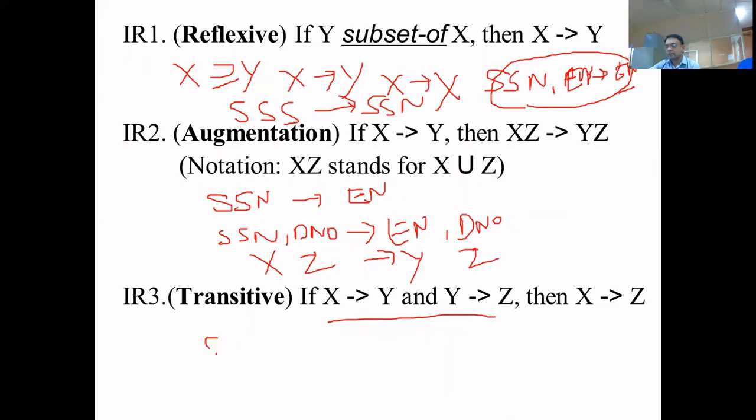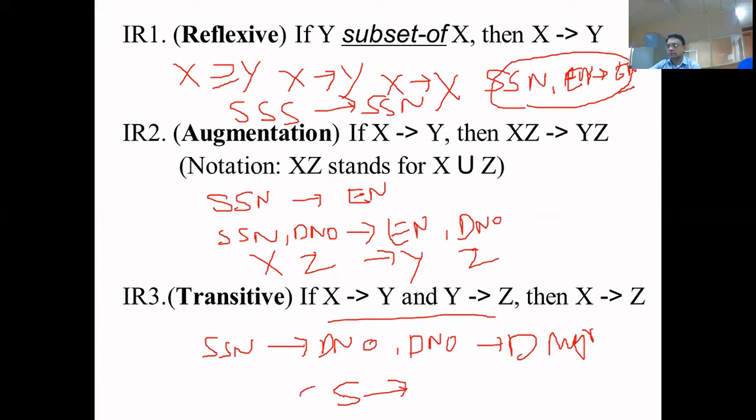Okay, in the example we have discussed, SSN determines department number, and if I know the department number, I can determine DMGR SSN. So indirectly, I can say that SSN can determine DMGR SSN, that is, the manager of the department.